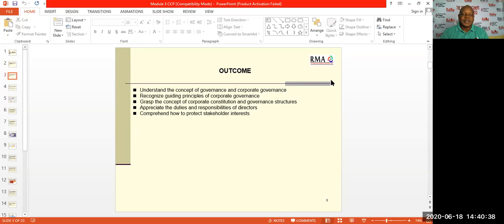At the end of this presentation, if you're there listening to me, you should be able to understand the concept of governance and corporate governance, recognize the guiding principles of corporate governance, grasp the concept of corporate constitution and governance structures, appreciate the duties and responsibilities of directors, and finally, you should be able to comprehend how to protect stakeholder interests. So let's go.